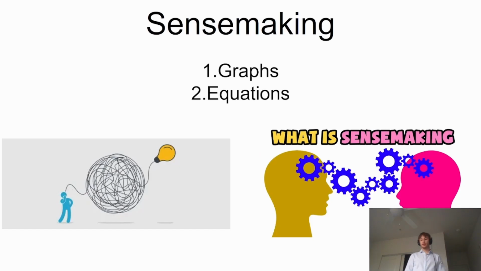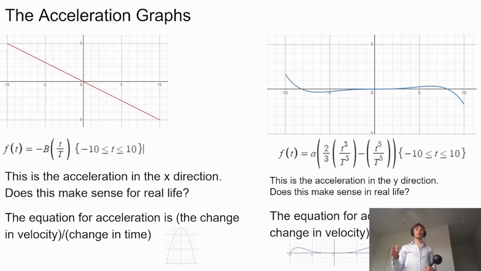Today I'm going to be sense making this helicopter problem. First the graphs, then the equations. So for the acceleration graph, in the x direction, this does make sense for real life. And the big idea here is that the equation for acceleration is the change in velocity over the change in time. And we see that for this graph on the bottom, for the red, the derivative of this is the acceleration. So this makes perfect sense for why our acceleration graph looks like this.